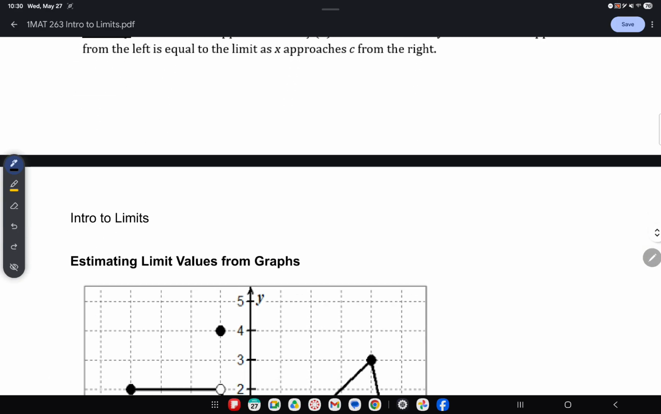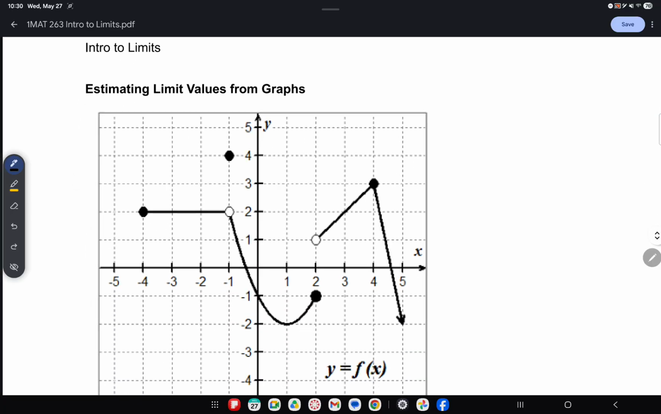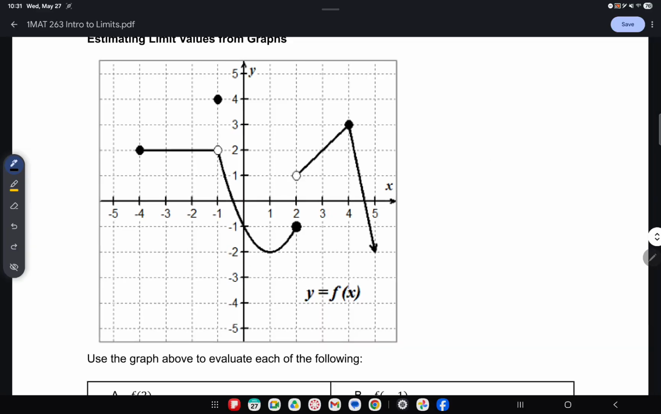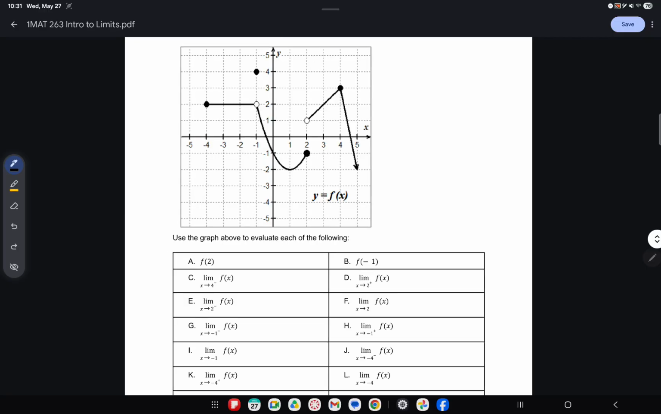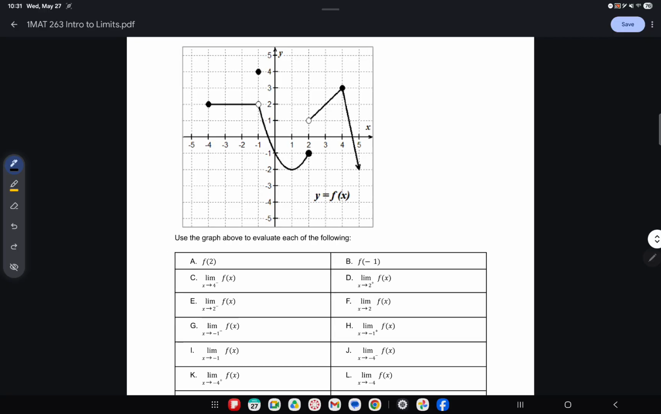Okay. So let's look at evaluating them. There are many different ways to evaluate them. So from a graph, I would argue it's the easiest way because it's very visual here. I might have to keep scrolling to answer all these questions. So these first two, A and B, are just asking for function values. They're not asking for limits yet.